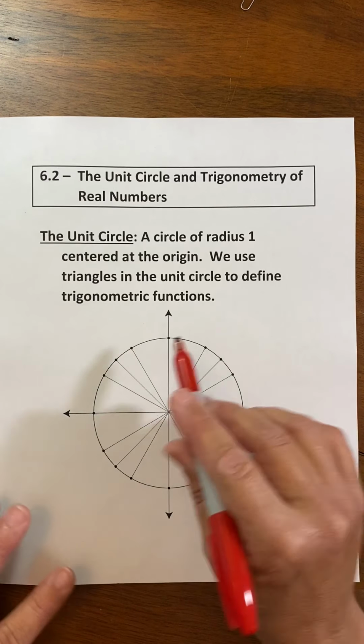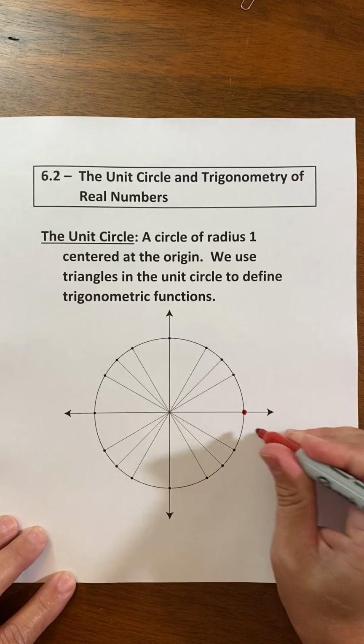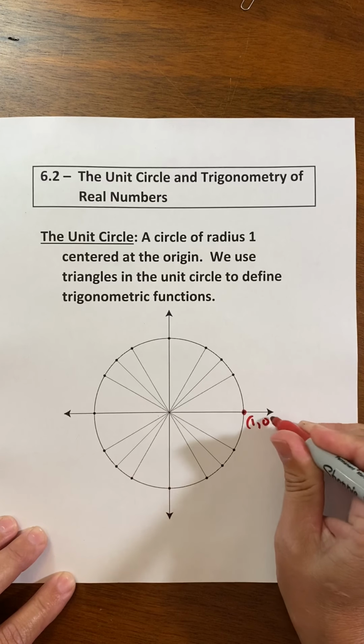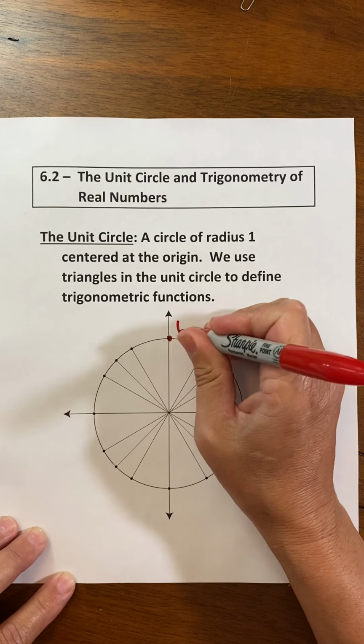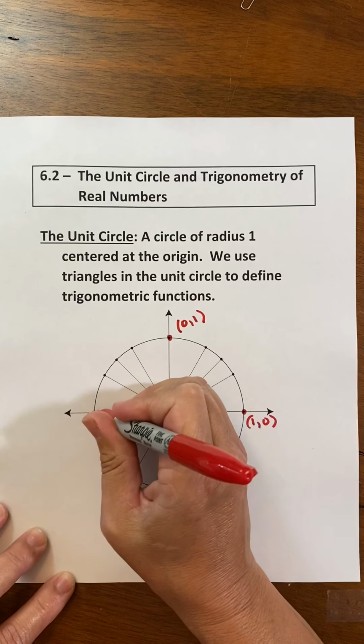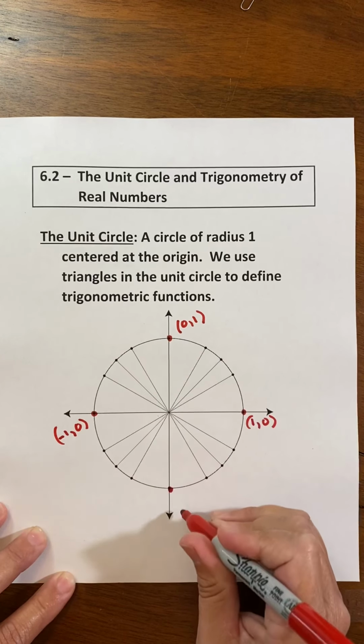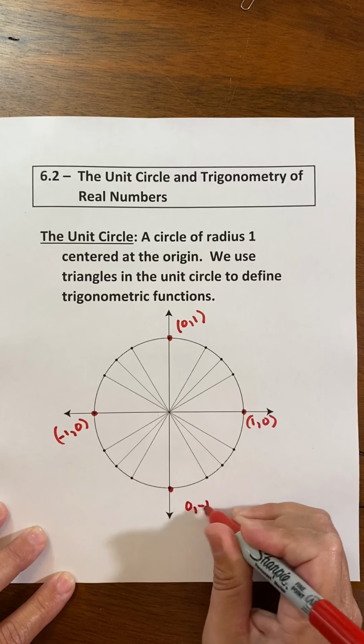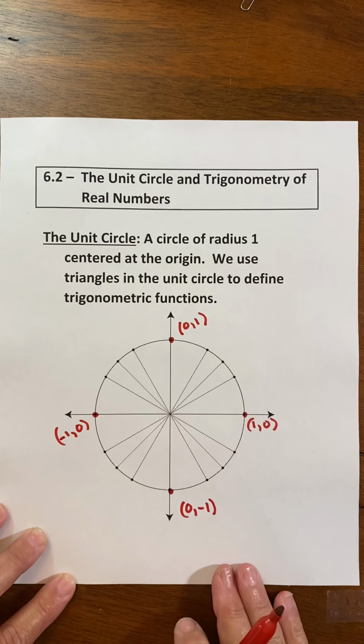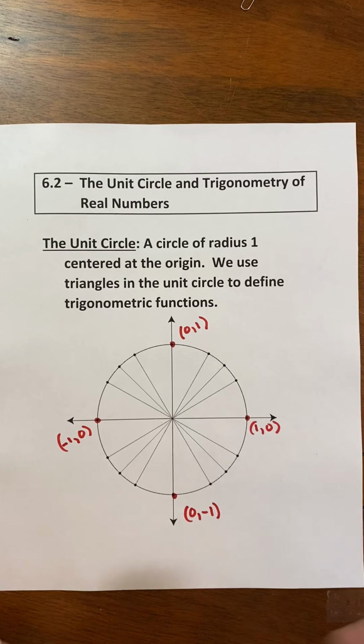So if this is a circle of radius 1, then we know the coordinates of this point are (1, 0). The coordinates of this point are (0, 1). The coordinates of this point are (-1, 0). The coordinates of this point are (0, -1). What we're going to be interested in is the coordinates of points around this circle at different points.